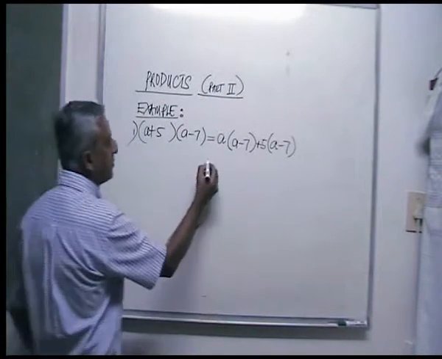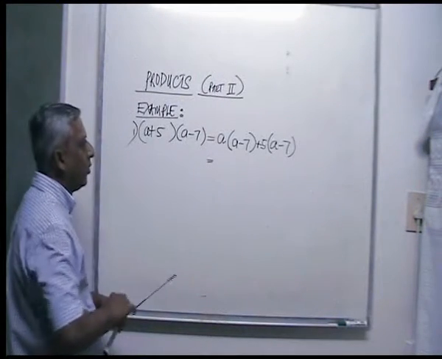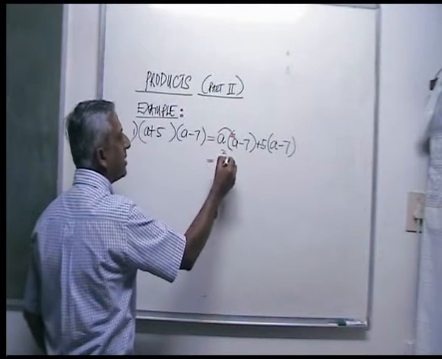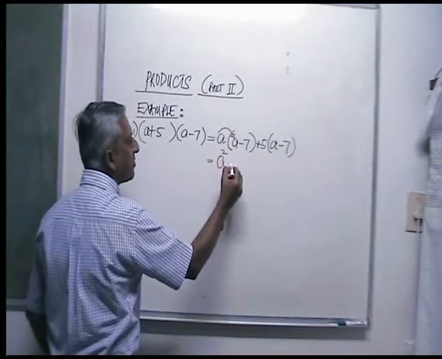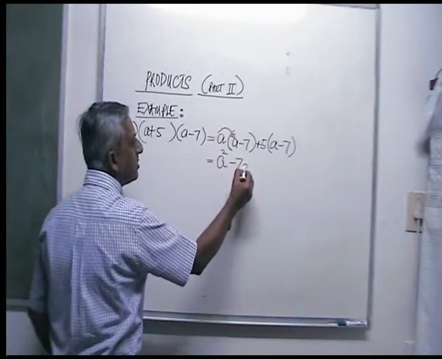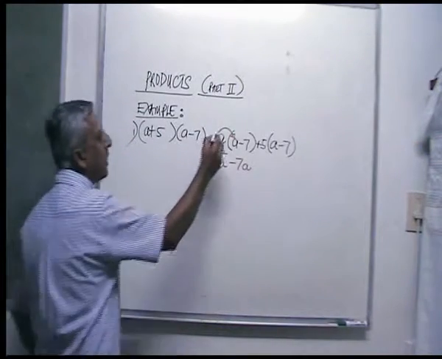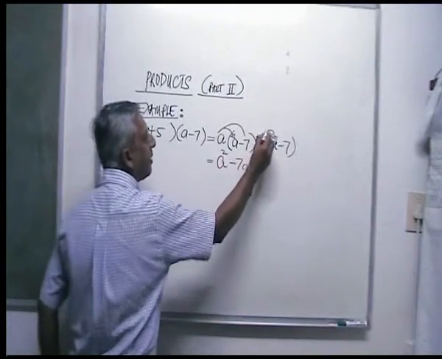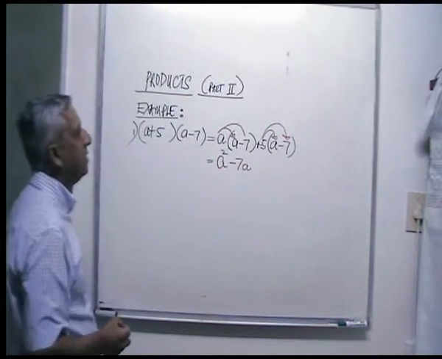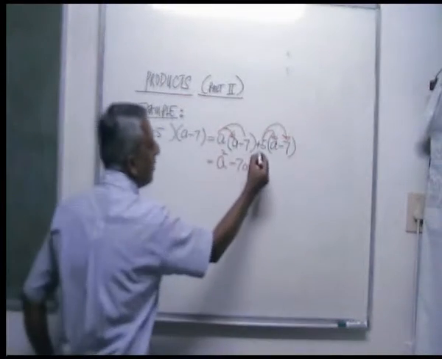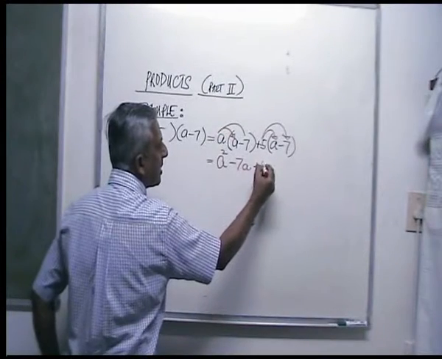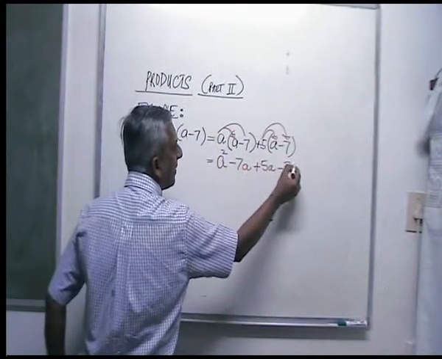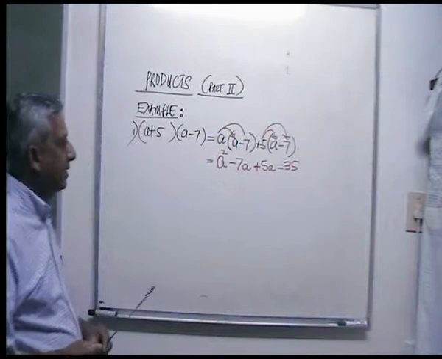So we fire up. Now what we're doing, we're multiplying a times a, which gives you a squared. A plus times minus gives you minus. A times 7 gives you 7a. Well, we're finished with the first bracket. Now the second bracket you're going to multiply by 5 times a, and then you're going to multiply 5 times minus 7. So 5 times a, plus and plus will give you plus. 5 times a is 5a. Plus times minus gives you minus. 5 times 7, 35. Right.